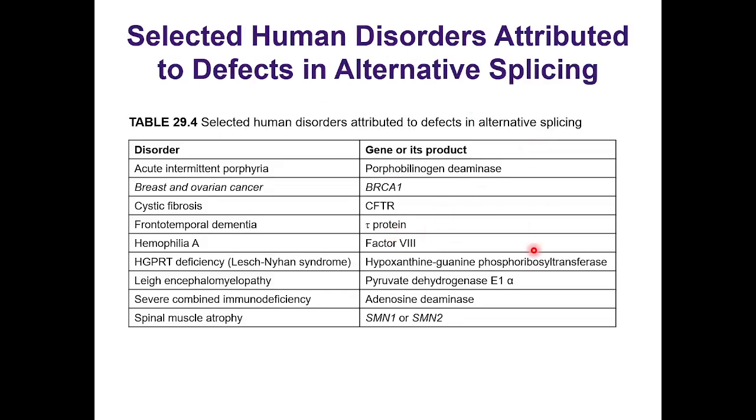So here's some selected human disorders that are going to be attributed to defects in alternative splicing. I don't think you guys need me to necessarily read these off for you, right? Though I will note there's some really interesting ones like hemophilia A. Some pretty cool stuff, actually. Well, not cool for the people that have it, of course, but interesting research subjects.